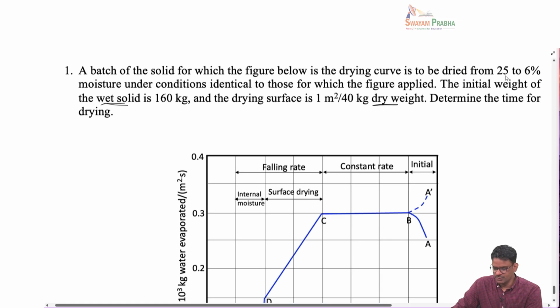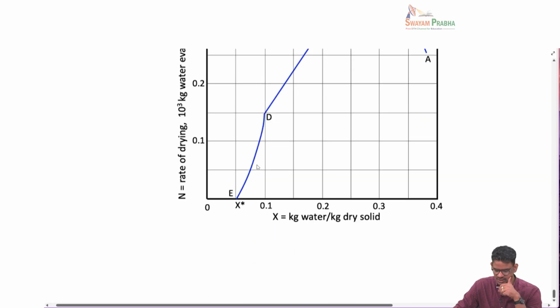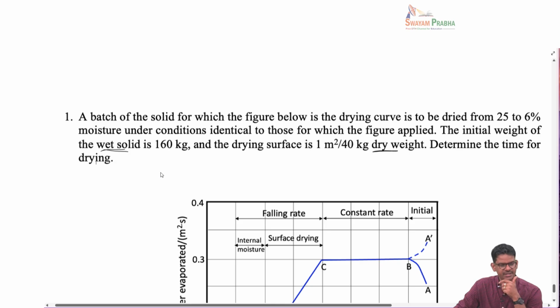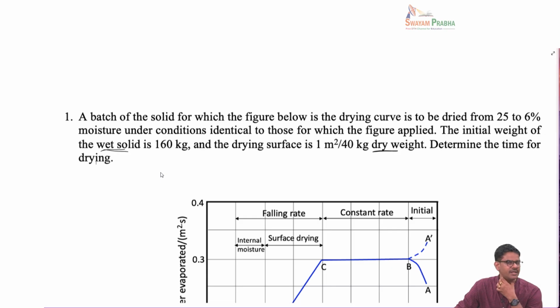First, the moisture content, the initial and final, is 25% and 6%, but these are all given on wet basis. Moisture content is based on wet basis. If it is not mentioned, it is always a wet basis. The default is wet basis. This is something I indicated in the beginning when I introduced the terminology.